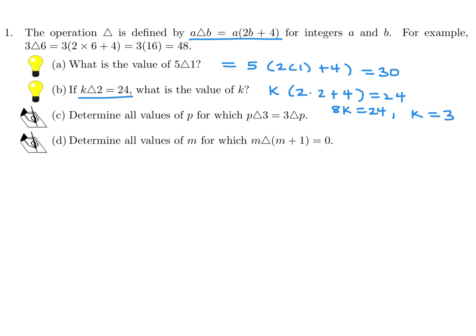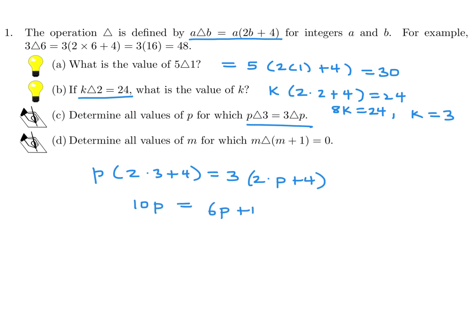Determine all values of p for which p symbol 3 is equal to 3 symbol p. All right. So that would be p times 2 times 3 plus 4. And the next part would be 3 times 2 times p plus 4. So this looks like 10p, and this looks like 6p plus 12. So that would be 4p is 12, and therefore p is equal to 3.